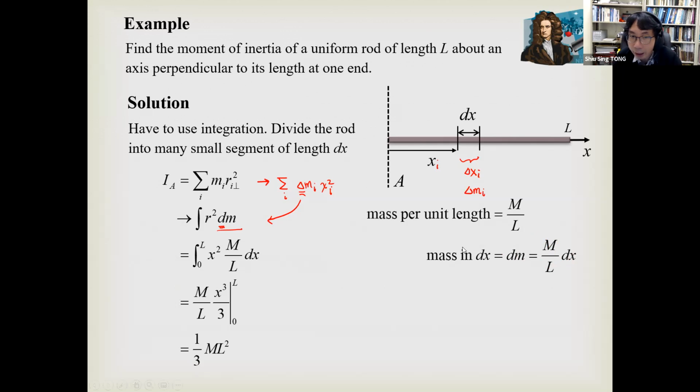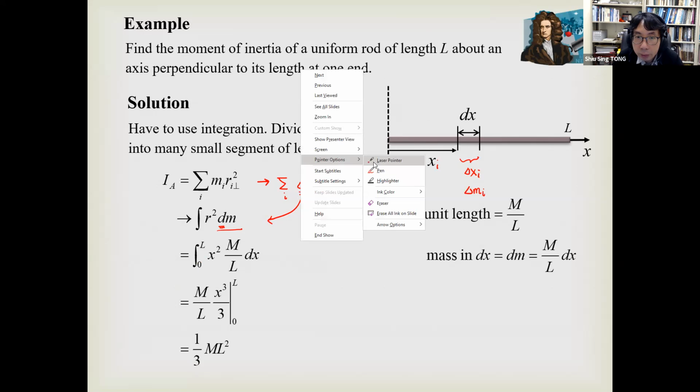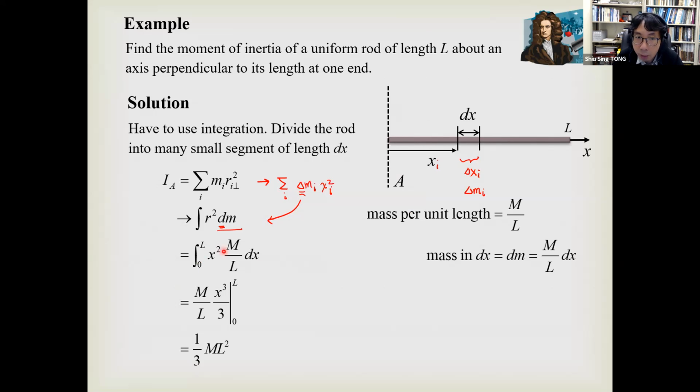So I now put this quantity back to replace the dm, and everything now becomes expressed in terms of x. Okay, so I can do the integration. The integration is, of course, from x equal to 0, which is along the axis, to the other end, which is x equal to L. So I do the integration from x equal to 0 to x equal to L.